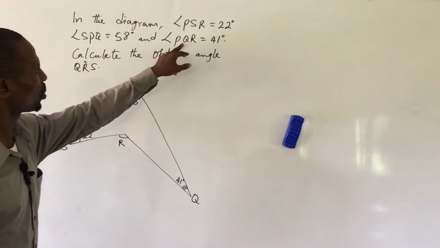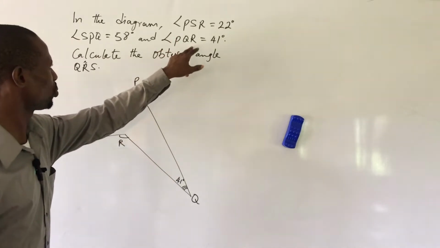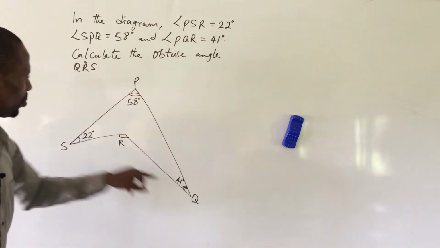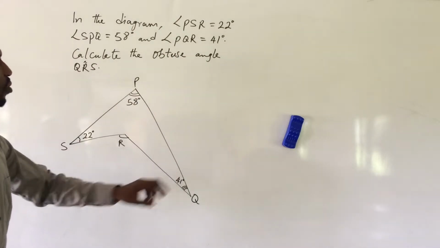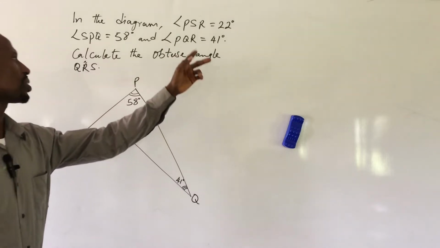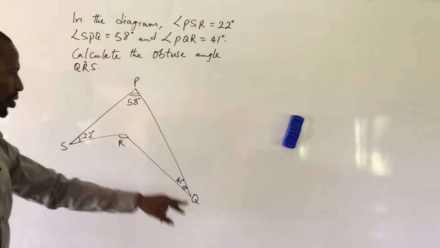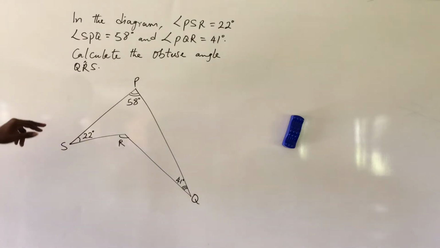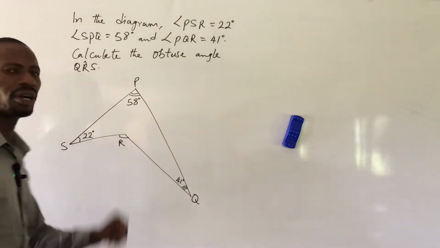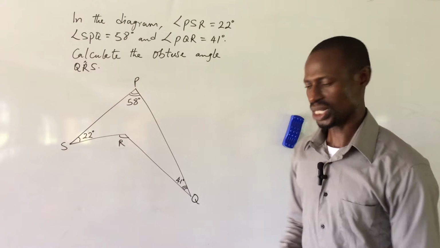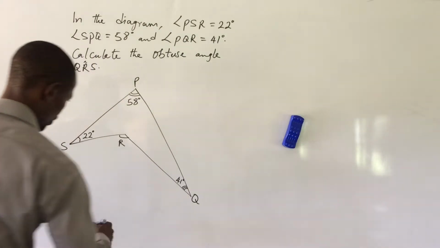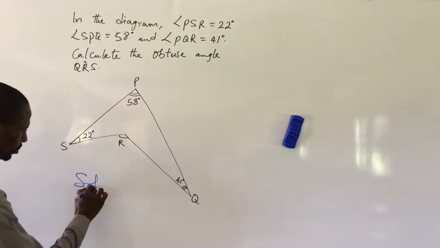And angle PQR is 41 degrees. Calculate the obtuse angle QRX. QRX. What is the value of this angle? So we proceed. Here we take our solution. So we have here the solution.